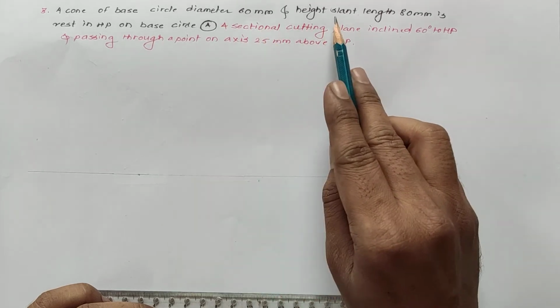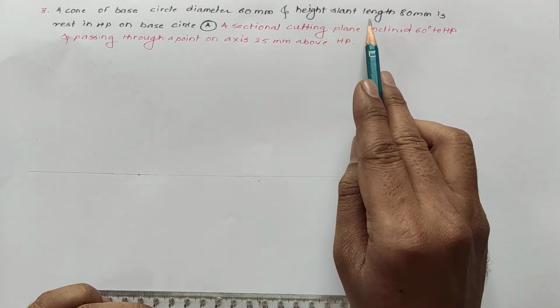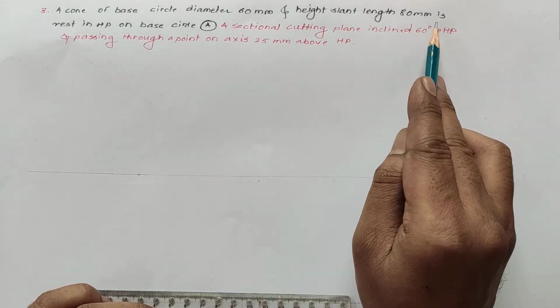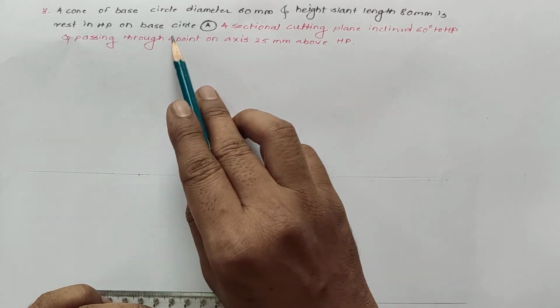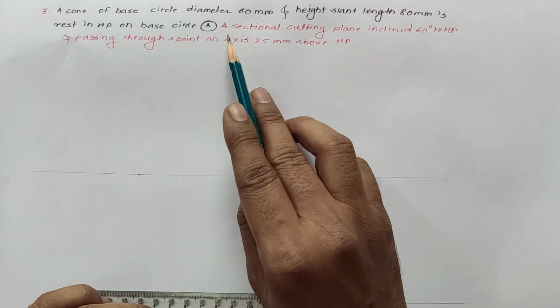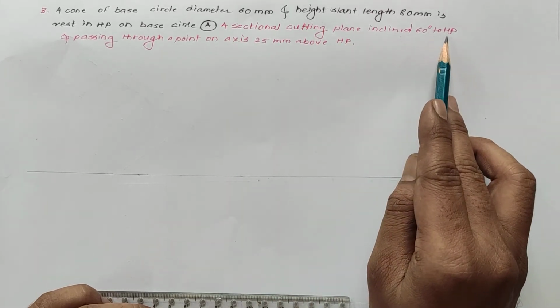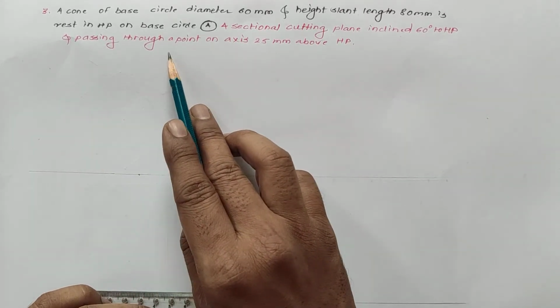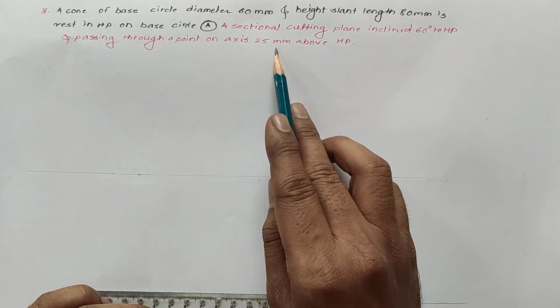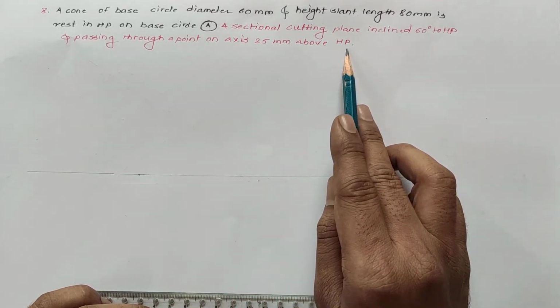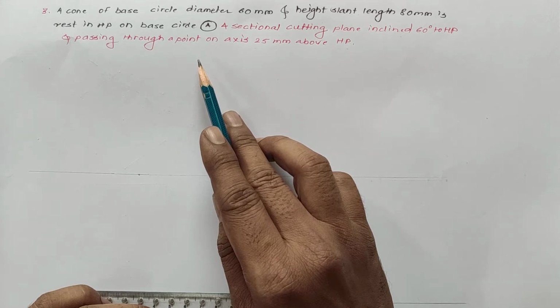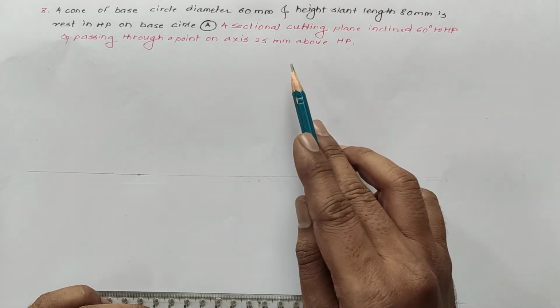60 mm and slant length given as 80 mm, resting on the HP on its base circle. A sectional cutting plane is given, inclined at 60 degrees to the HP and passing through a point on the axis 25 mm above the HP. Draw the sectional top view, true shape of section and development.